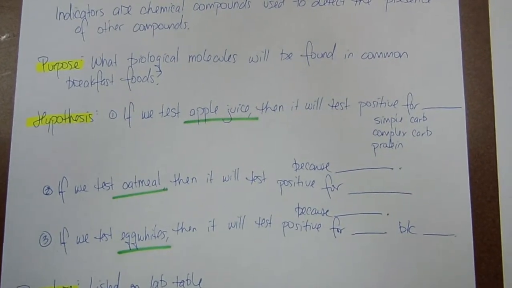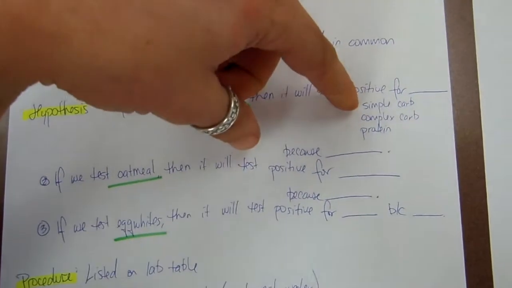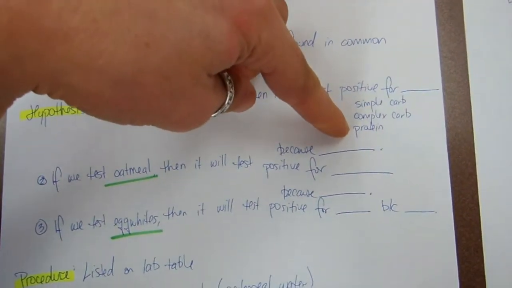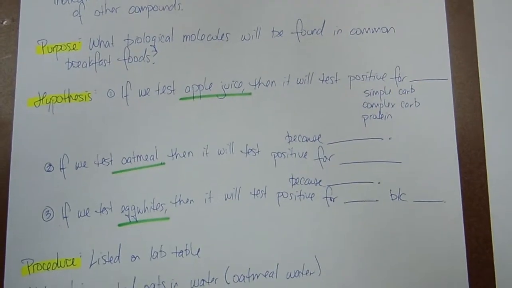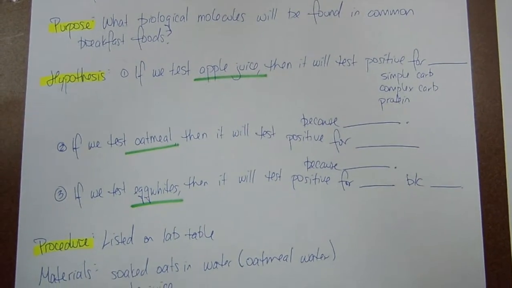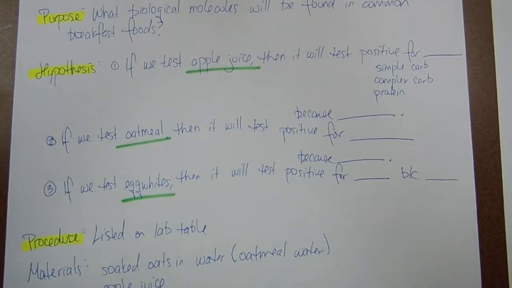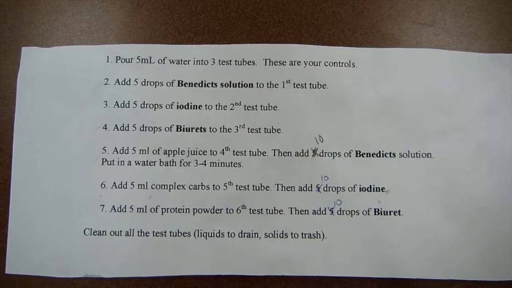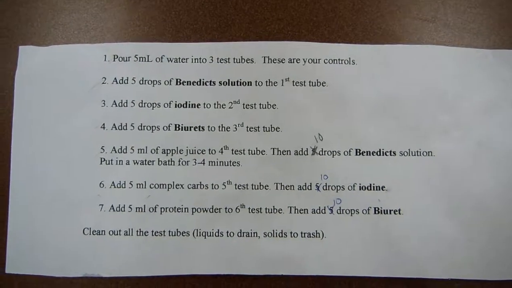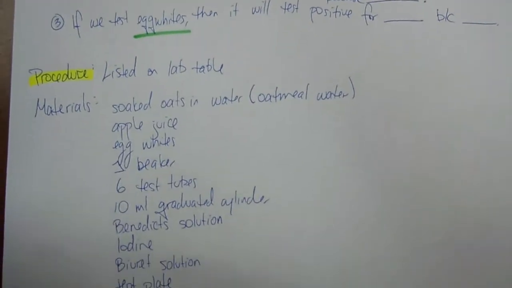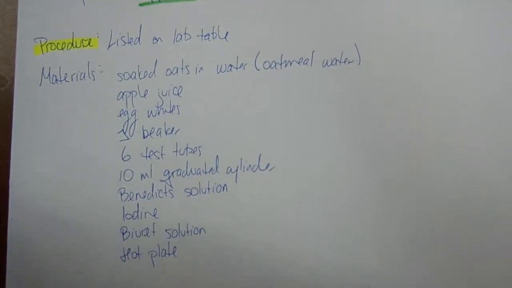If we test apple juice, do you think it'll be a simple carb, a complex carb, or a protein, and then why? And then you do the same thing with oatmeal and then egg whites. The procedure, I'll show you that. These are all the materials. You can pause it if you want to write that down.